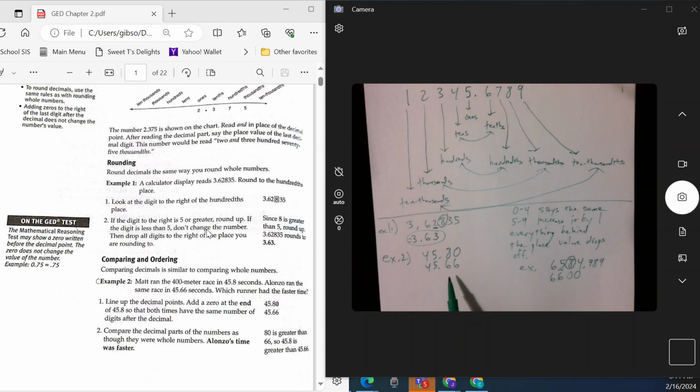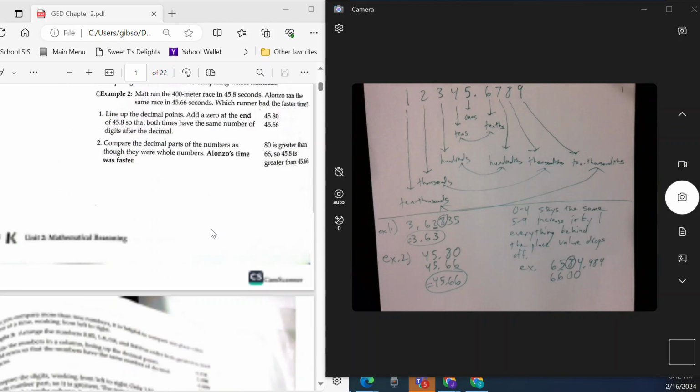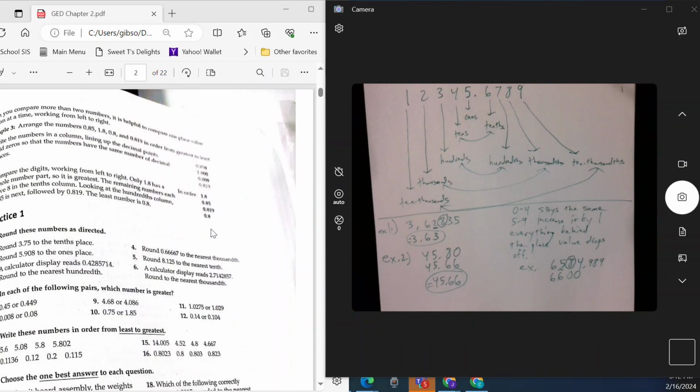But this is a little bit of a tricky problem because they asked us who had the fastest time. And we know the person that has the lower number has the fastest time. So 45.66 would be the answer for fastest time. But if we were looking for a larger number, it would be the 45.80. Okay, so now we move on to our next example.